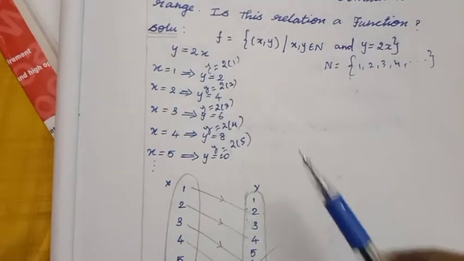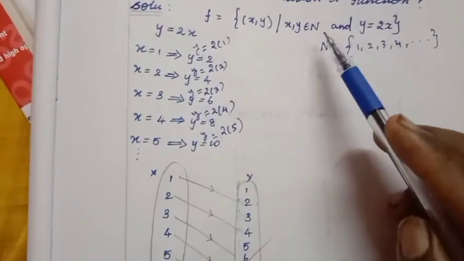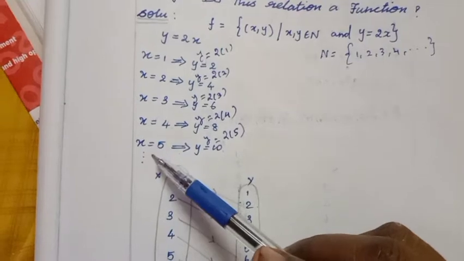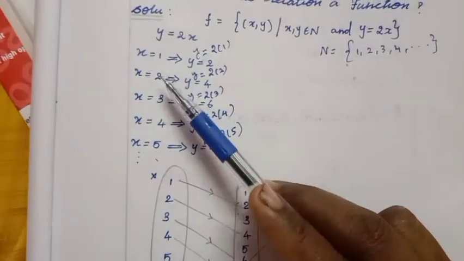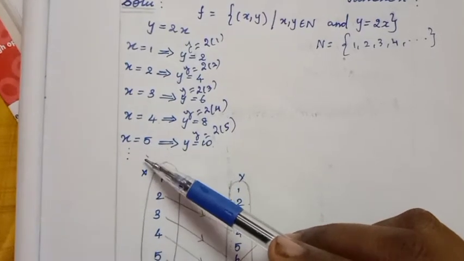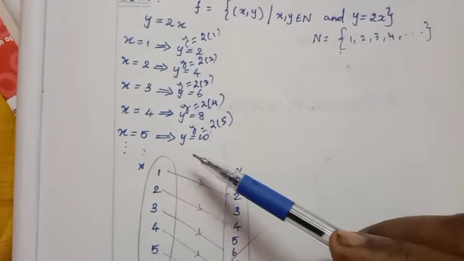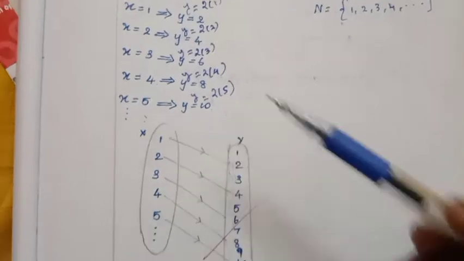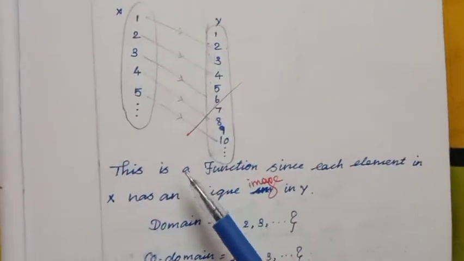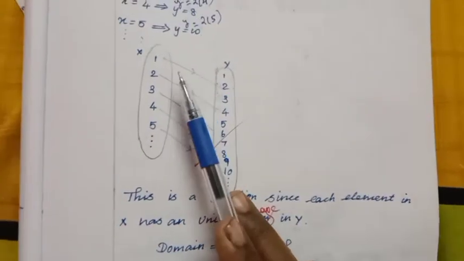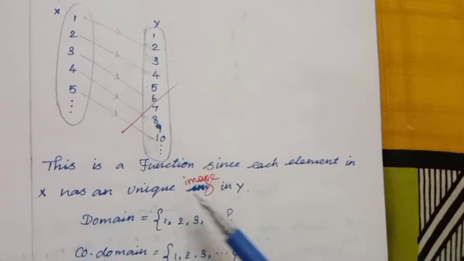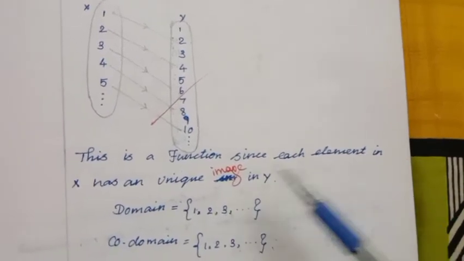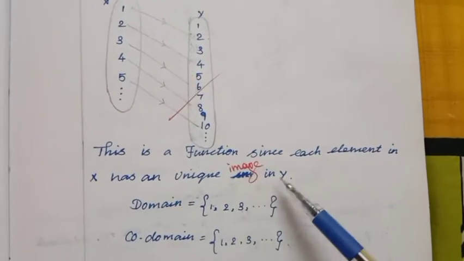Students, for this problem, no condition is given for the x and y values, so you can choose approximately. I am considering x values up to 5. If you need more values, consider x equal to 6 and then find the y value. Now consider this mapping. This is a function, since each element in X has a unique image in Y.